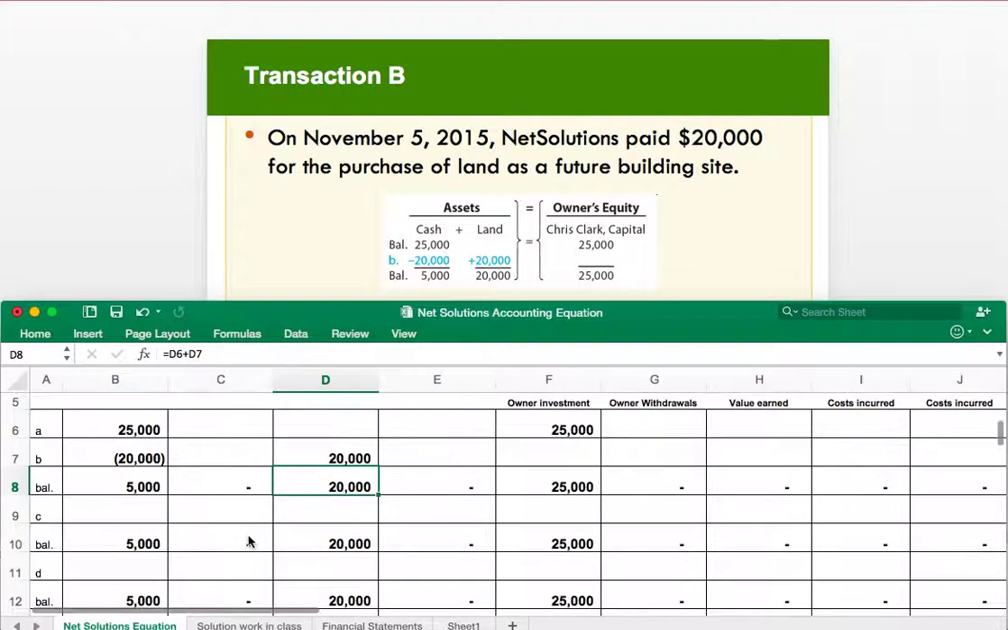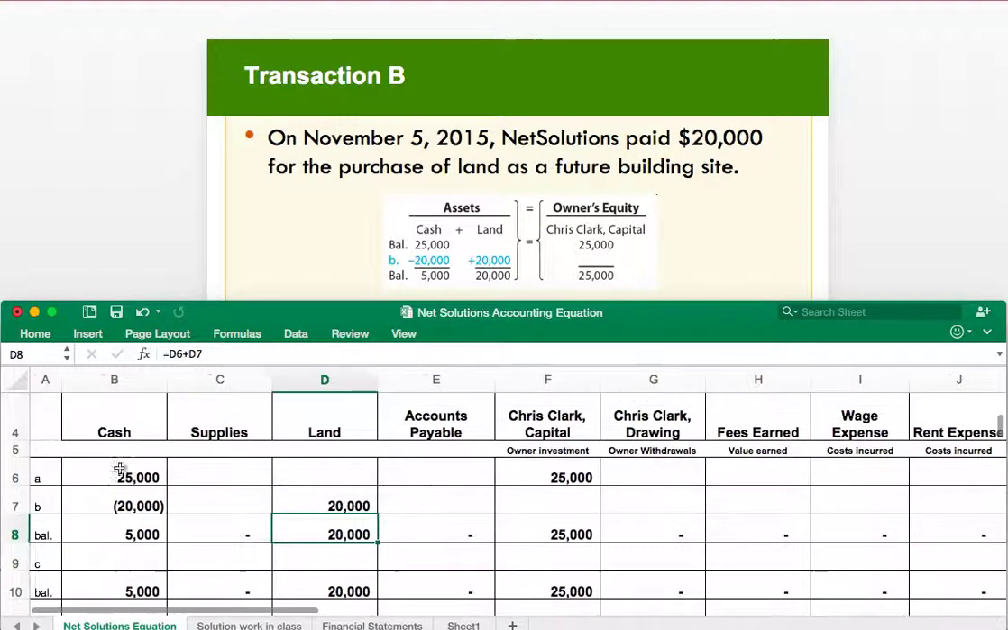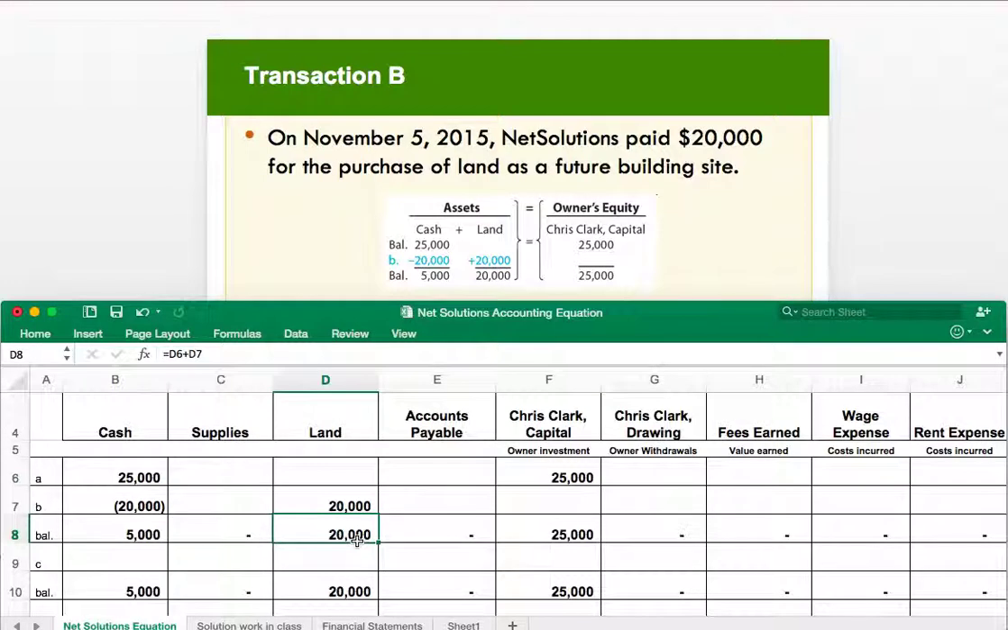And you can see here pretty easily that all your assets, cash, supplies, and land, equal your liabilities plus your owner's equity. And throughout this problem, that's going to be true. If you record each transaction correctly, then the accounting equation will be equal.